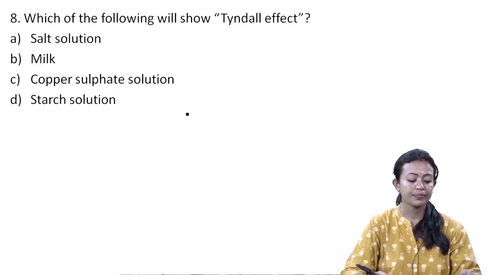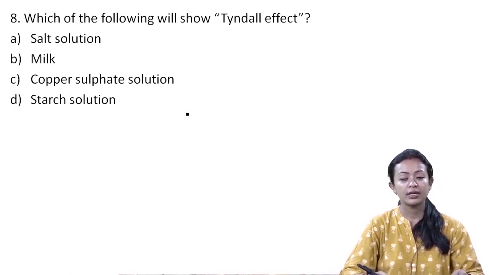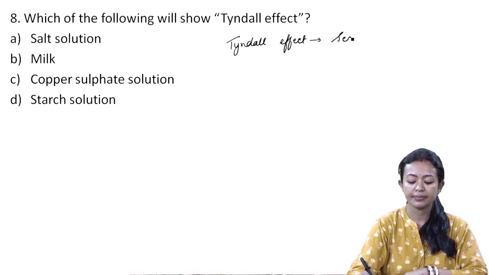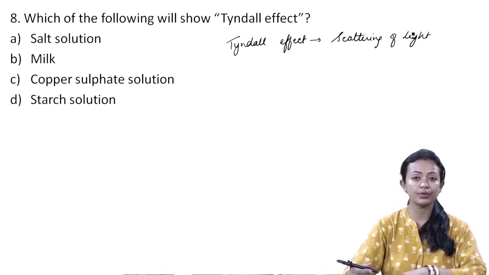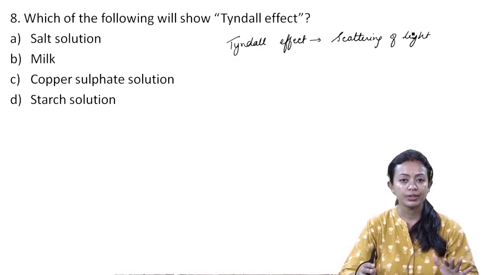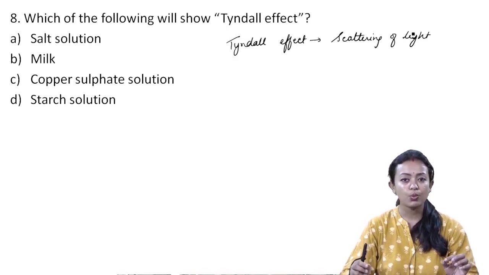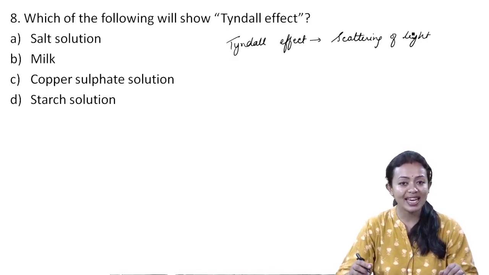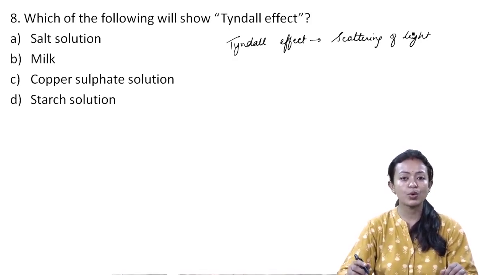Okay, the next one. Which of the following will show Tyndall effect? Now, what is Tyndall effect? Tyndall effect means scattering of light. Can you recollect the examples that I had given you? Suppose early in the morning somebody brooms the room. So there will be dust particles dancing all throughout the room. The small speck of sunlight that enters into the room would show the beam of light or would show the path of light. So this scattering of light by the dust particles is known as Tyndall effect.